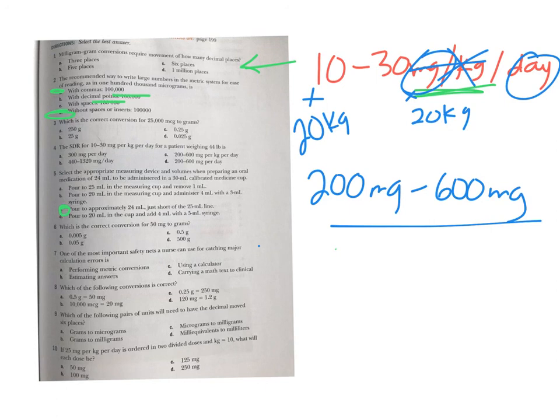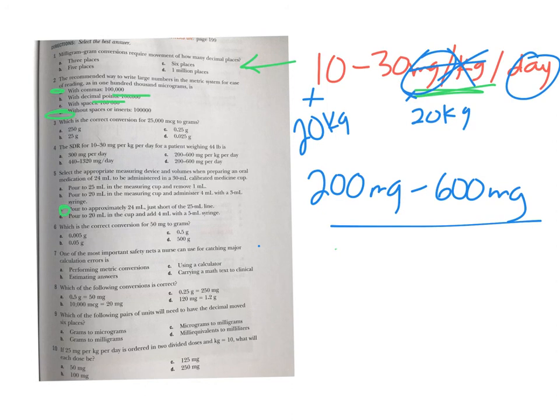Catching measure calculation errors. Most important safety nets, I would assume a calculator. That would be pretty important. Of those conversions, we have more metrics, and it looks like the last 3 are the metrics. So I'll send a separate video on the metrics so that you guys can have that as well.